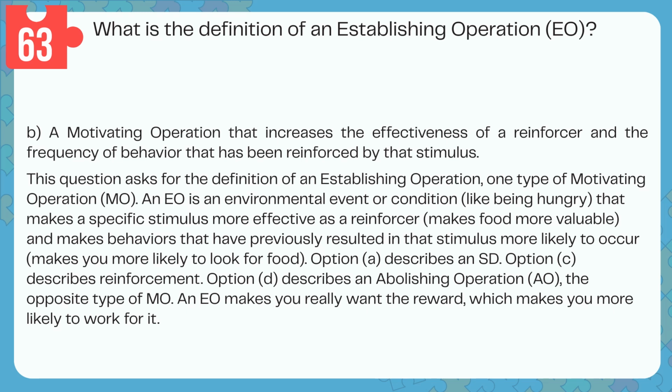Option A describes an SD. Option C describes reinforcement. Option D describes an abolishing operation, AO, the opposite type of MO. An EO makes you really want the reward, which makes you more likely to work for it.